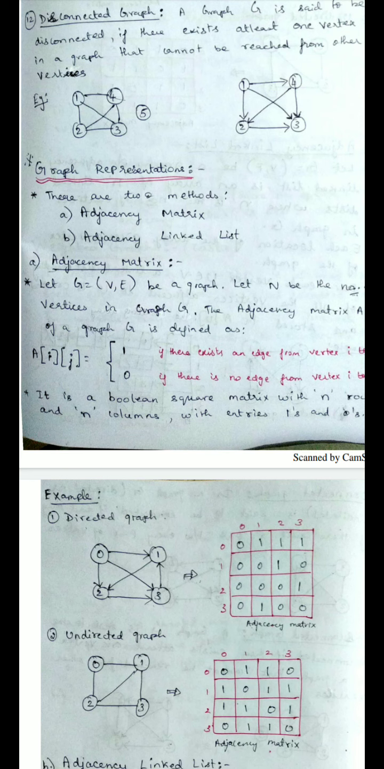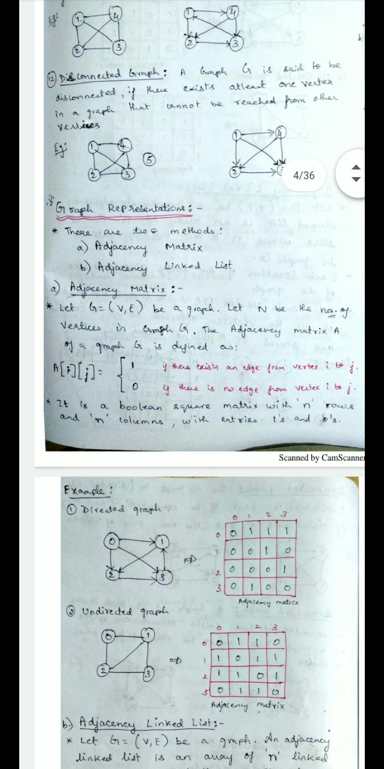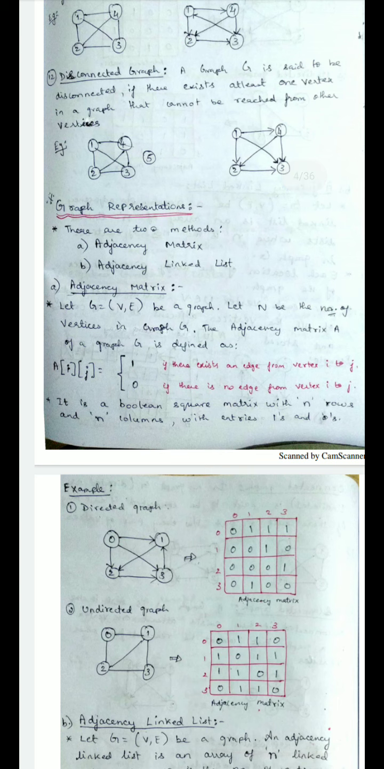Now we'll see how we can represent the graph. There are two methods for representation. One is the adjacency matrix, and the next one is the adjacency list, also called the adjacency linked list. Next, how can we form the adjacency matrix?